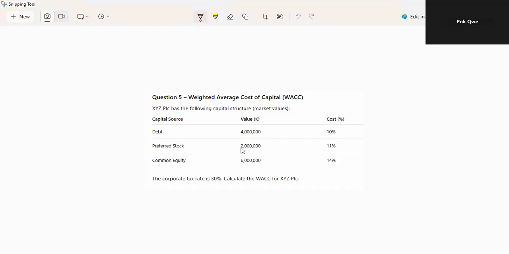So this is 4 plus 2 is what? 6. 6 plus 6 is what? 12. So our total here is what? 12 million. Then we find the weight of each of them. What is the weight of debt? 4 over 12 times 100. What do we get? The weight here is 4 over 12. 6 over 12, I know is 0.5. 2 over 12 and 6 over 12. What do we get?